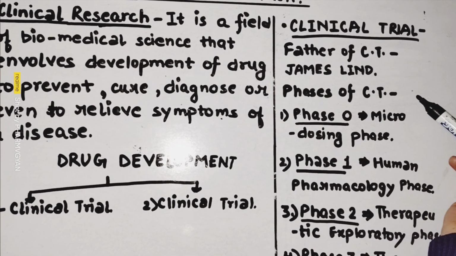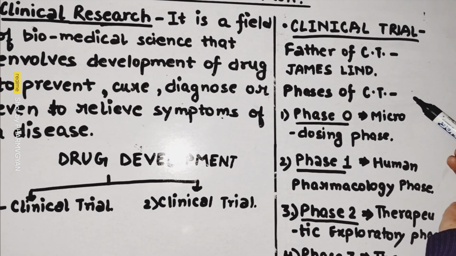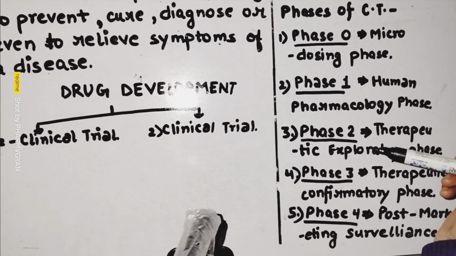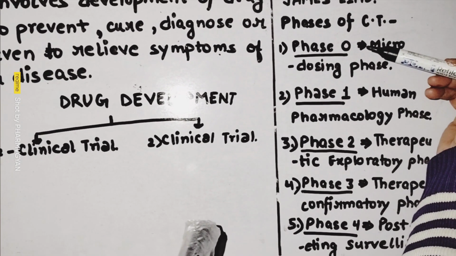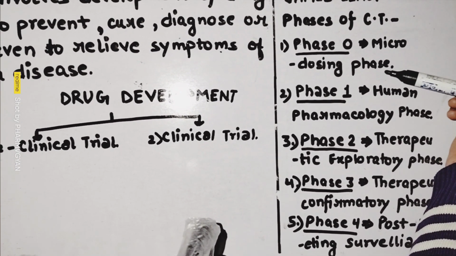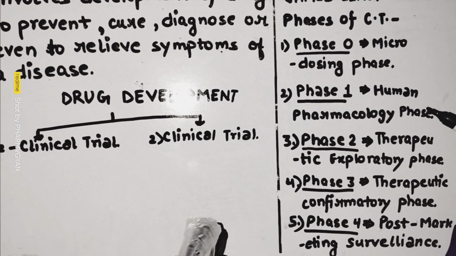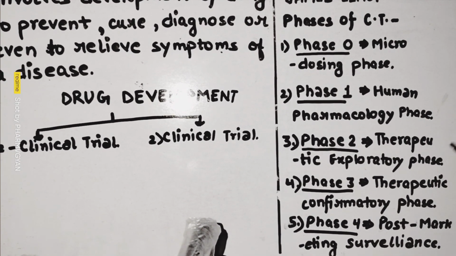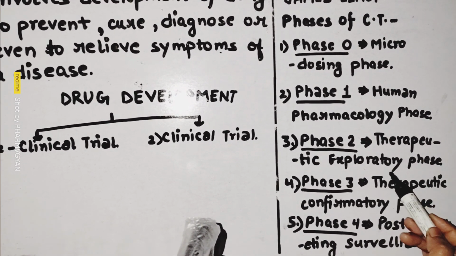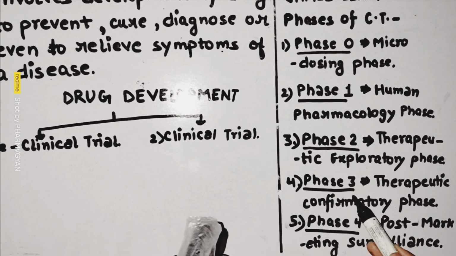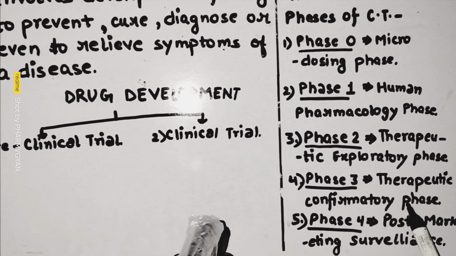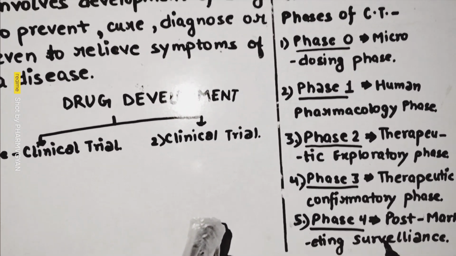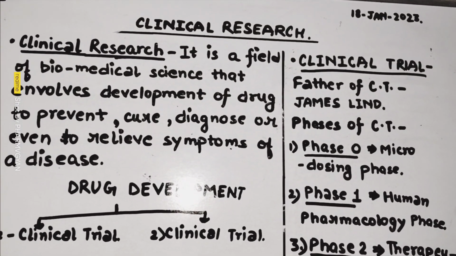What are the phases involved in the clinical trial? The phases are phase 0, phase 1, phase 2, phase 3, phase 4. Phase 0 is also known as microdosing phase. Phase 1 is also known as human pharmacology phase. Phase 2 is also known as therapeutic exploratory phase. Phase 3 is also known as therapeutic confirmatory phase. Phase 4 is also known as post-marketing surveillance. So that's all about this module.